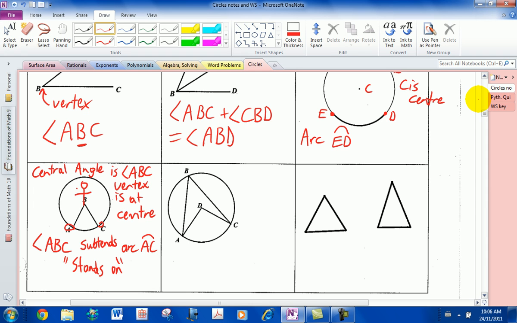Okay. So now we have on the next diagram two angles. What are those angles doing to the arc? Are they kneeling on the arc? No. They're subtending the arc. Right? They're standing on the arc, so they're subtending the arc. So we have a central angle. Who could tell me the name of that central angle?